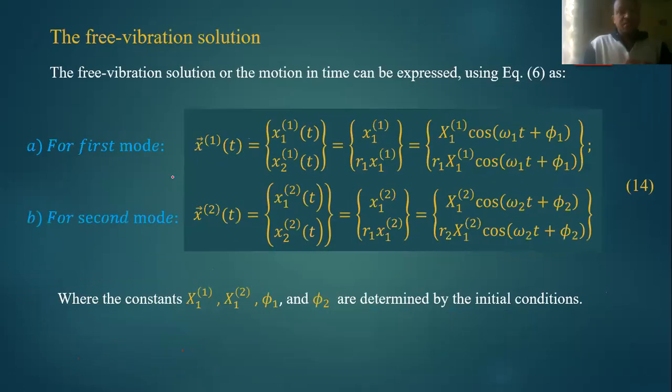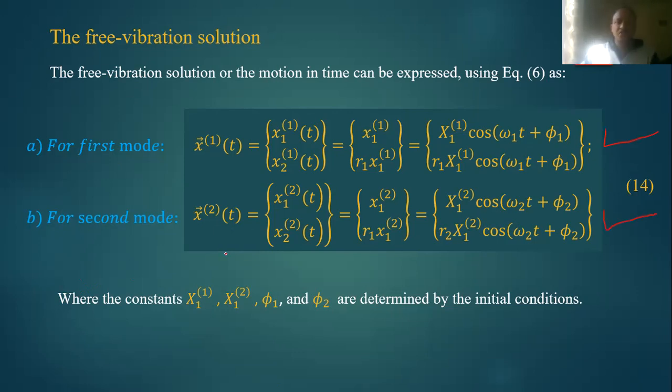The free vibration solution then will be, we substitute x1 of 1, R1, x1 of 1. Then for the first mode, the free vibration solution becomes x1 of 1 cos omega 1 t plus phi 1, R1 x1 of 1 cos omega 1 t plus phi 1. Similarly, for the second mode, the vector x2 of t represents this equation.